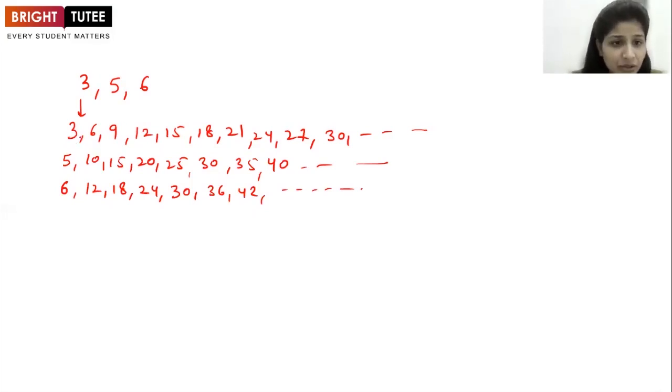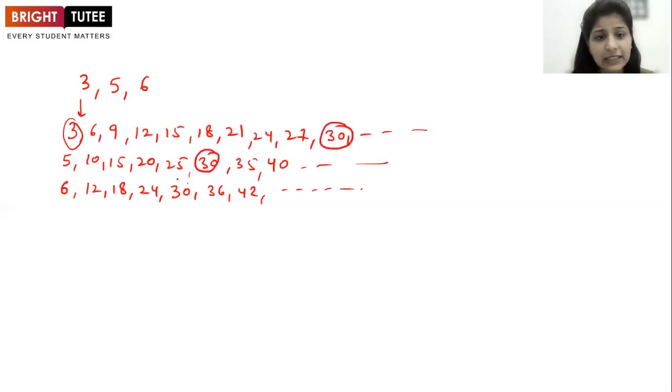If we compare, 3 is there which is not in the others, then 6 is not in 5, 9 is not there, 12 will not come in the table of 5 as a multiple of 5, 18 will also not be there, 21 is not there, 24. So I see the first number that is there in all: 30 I can see here, 30 I can see here, and 30 I can see here. So 30 is the first common multiple.